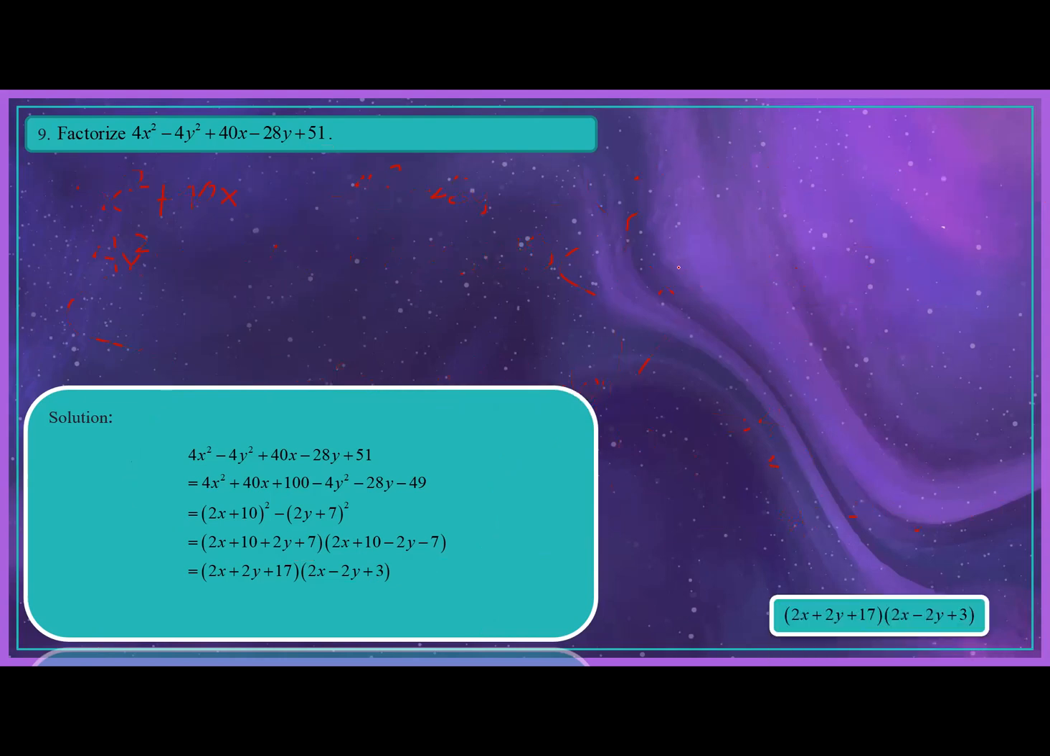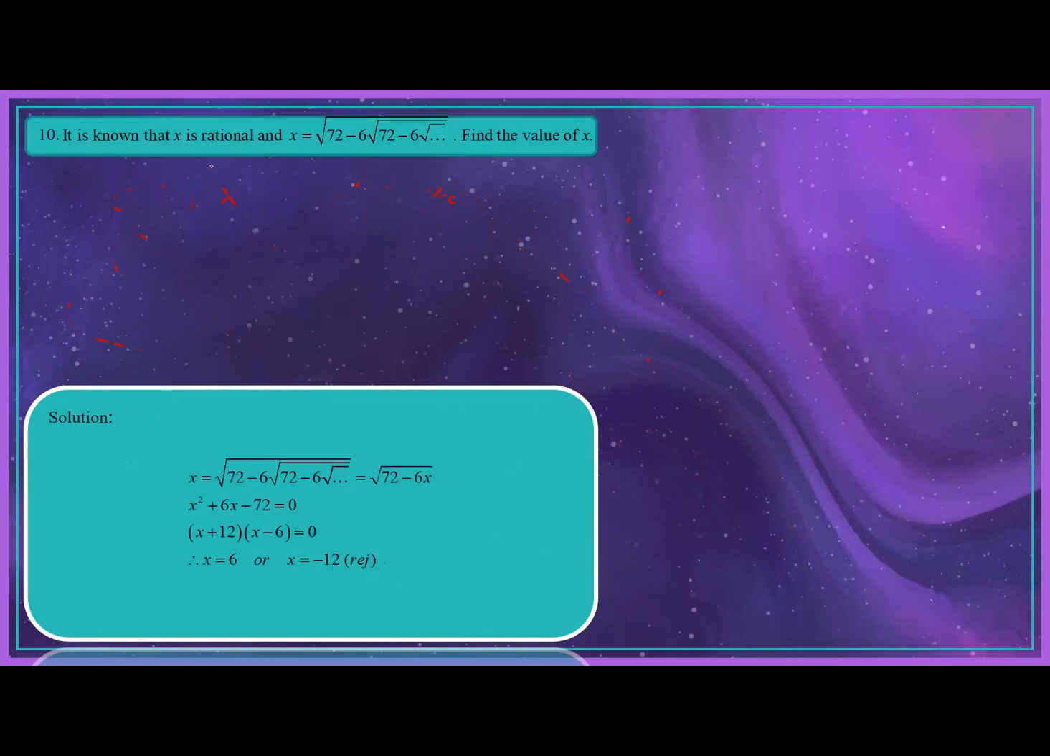So next, number 10. We're told that x is rational and x equals the square root of 72 minus the square root of 72 minus, and so on. So this is a nested radical. Basically, it repeats after this point, and that's our x also. So x would be the square root of 72 minus 6x. Squaring both sides, you have x squared equals 72 minus 6x.